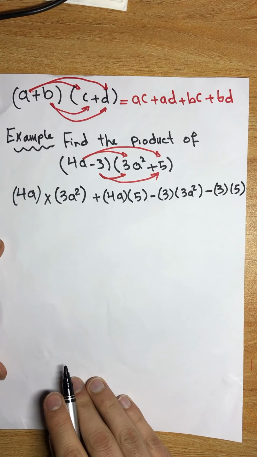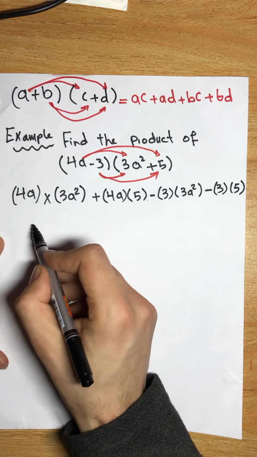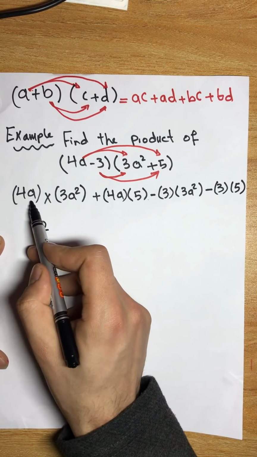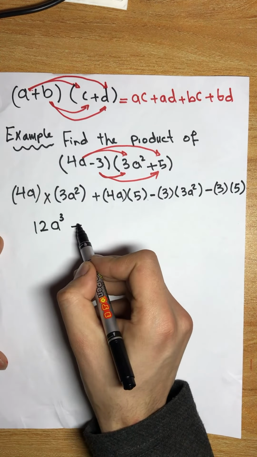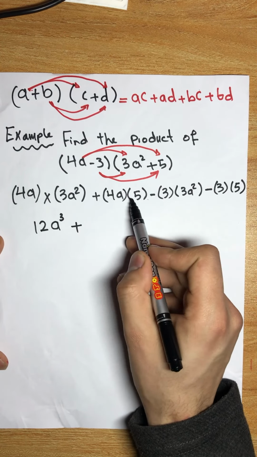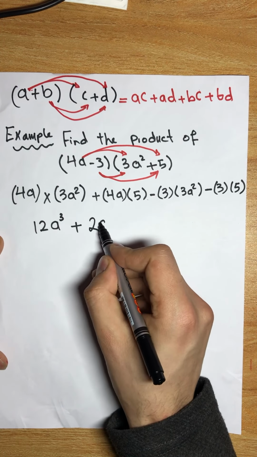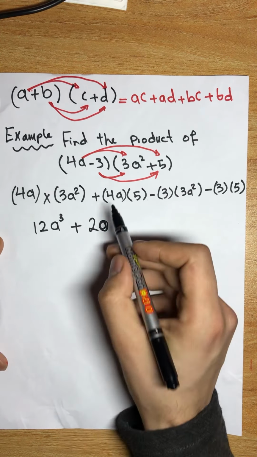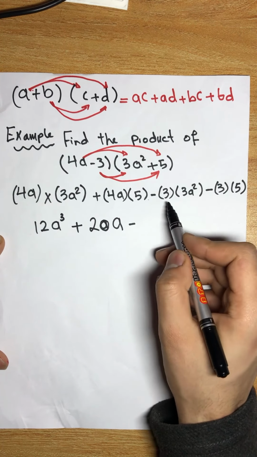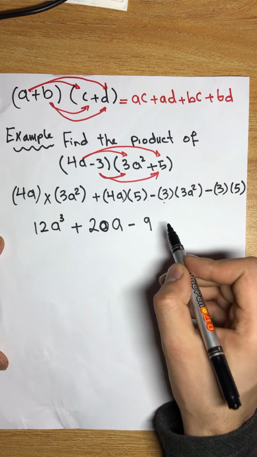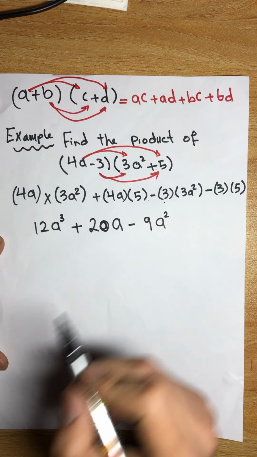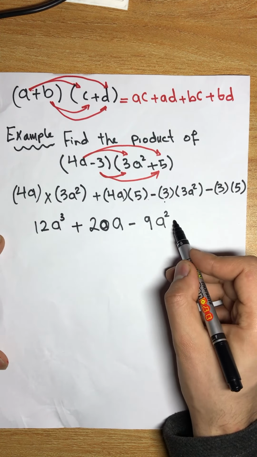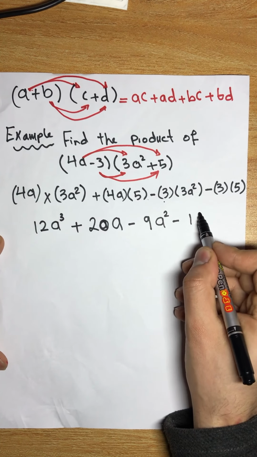Now let's simplify more. So 4 times 3 is 12. a times a squared is a cubed. Plus 4 times 5 is 20a. Minus 3 times 3 is 9a squared. And minus 3 times 5 is 15.